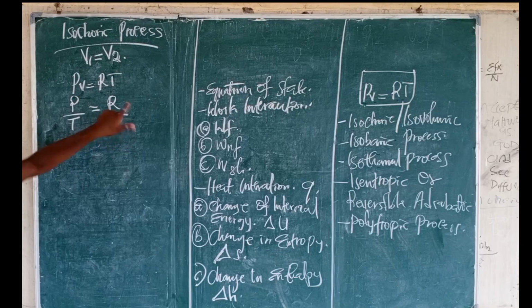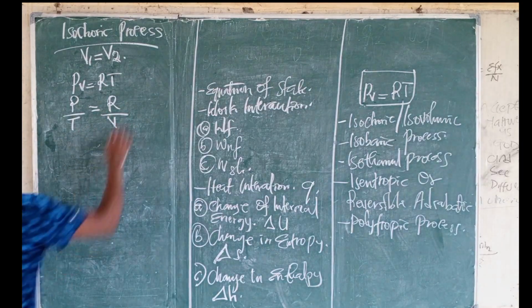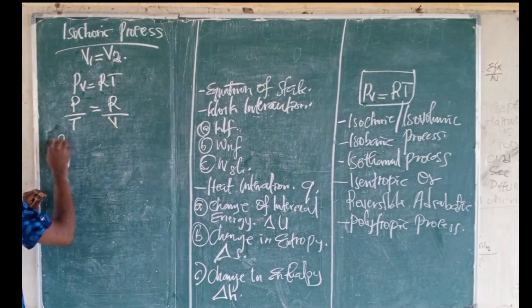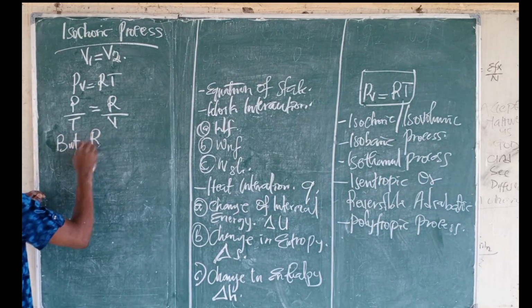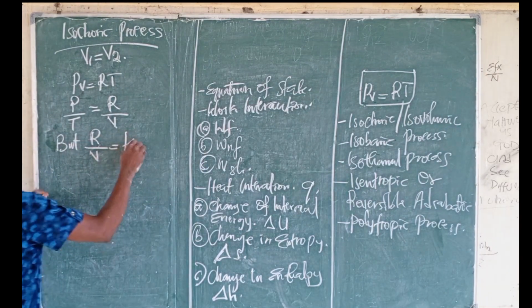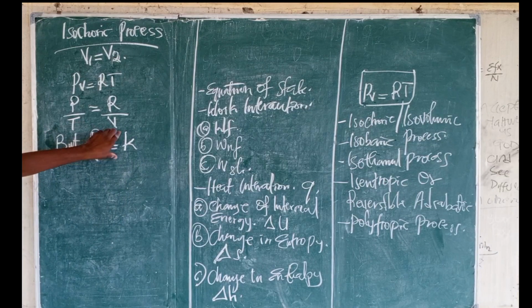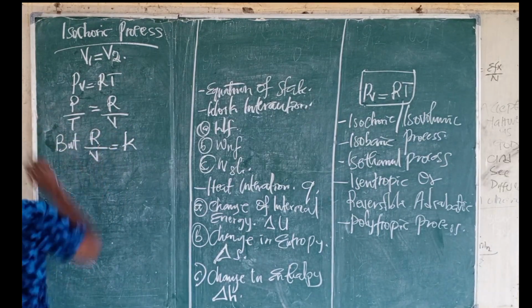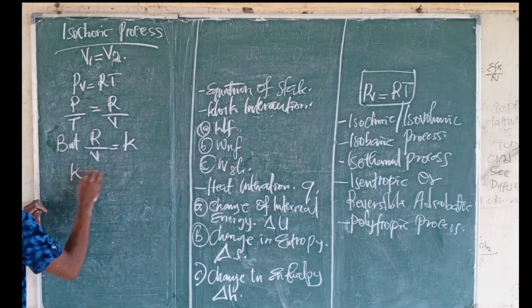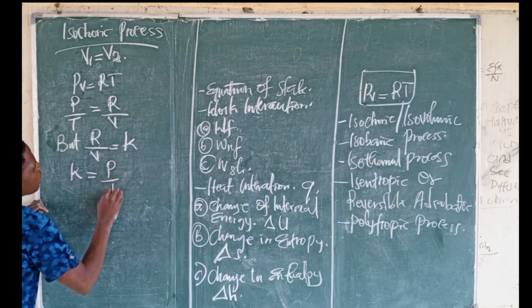Now let's call this constant K. So R over V is equal to K. Anywhere we see R over V, we can represent it with K. So putting that into the equation, we have K is equal to P over T.